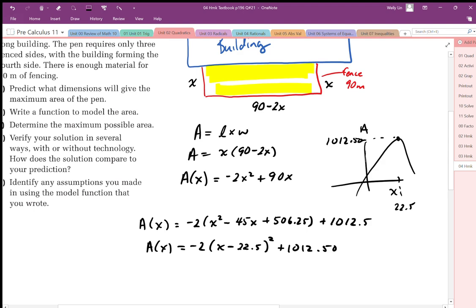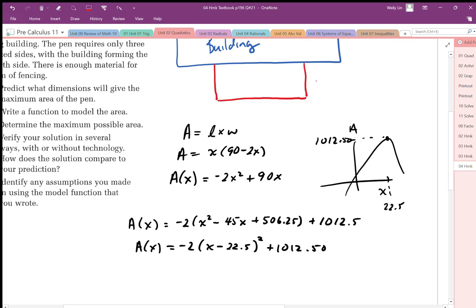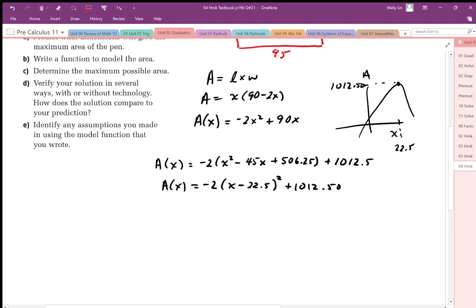So if I were to draw it a little bit more accurately, I'm going to end up with 22.5. I'm just going to erase this here. It's going to be 22.5 along the one side, 45 along that side, and that area is going to give us the maximum possible space in here, which works out to be 1012.5 meters squared.